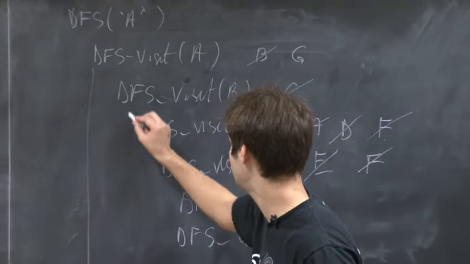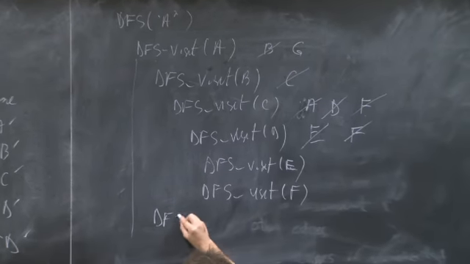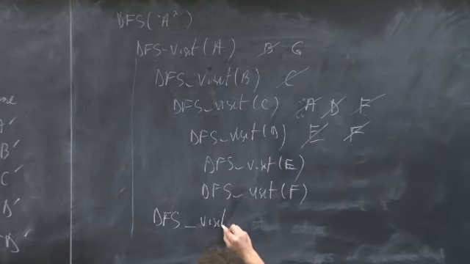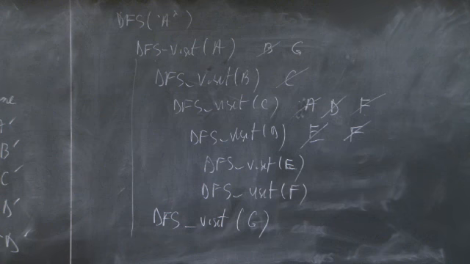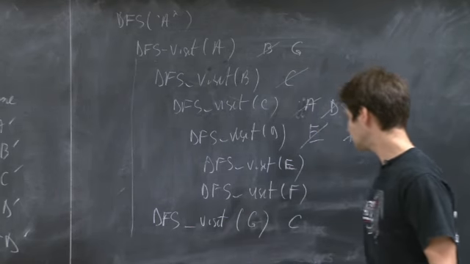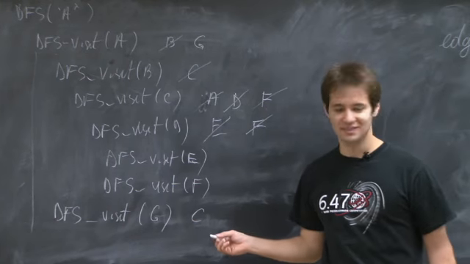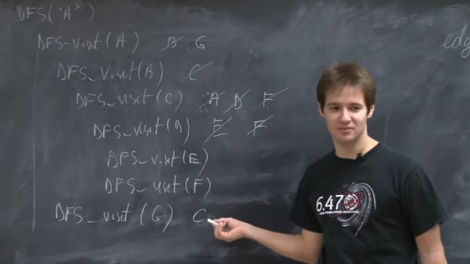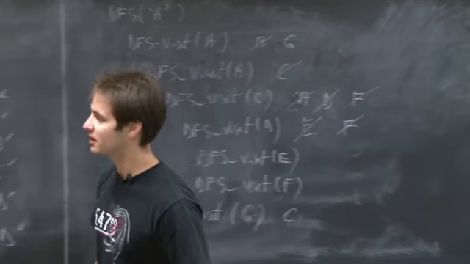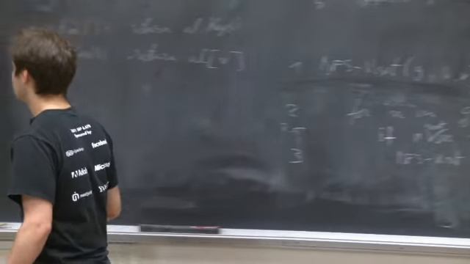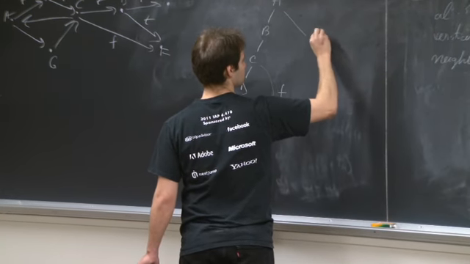So we're going to call DFS visit G. What are G's neighbors? Okay. So is C in parents? Actually, I was wrong, sorry. So C is in parents, so we're not going to visit it. So let's see how the tree looks like at this point. So it looks like this.